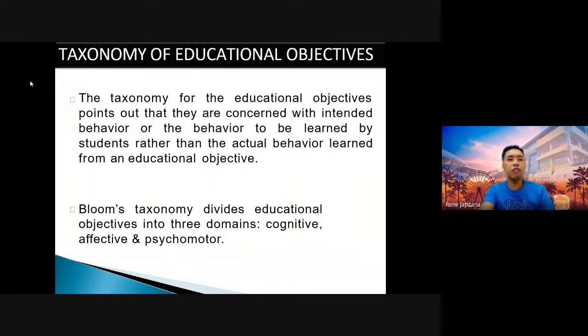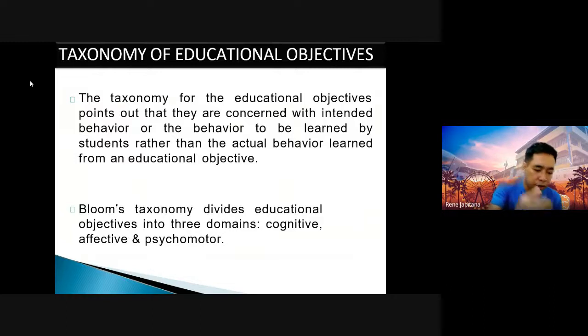So what is this taxonomy of educational objectives? The taxonomy of educational objectives is concerned with the intended behavior. When we talk about learning, what is the intended behavior after the students are engaged in the teaching and learning process? What we are expecting of our students after they learn a subject matter is their intended behavior, or the behavior to be learned. There are three learning behaviors. This is not about their usual behavior, but about the learning behavior.